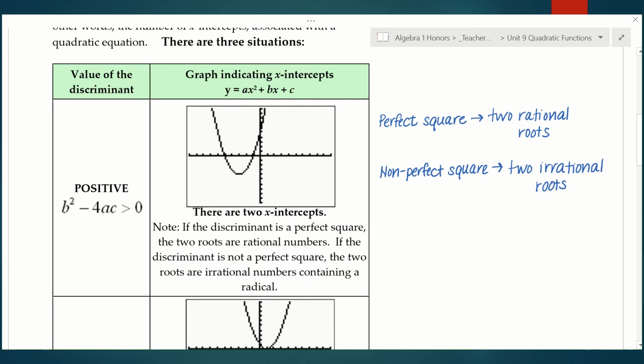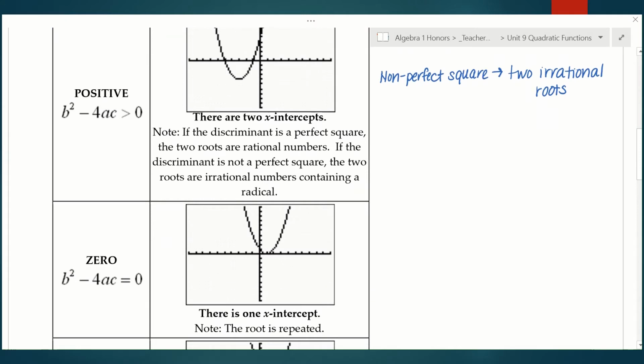Okay, so irrational, think about a decimal that does not repeat and does not terminate. That's a case where you most likely would be using the quadratic formula to figure out what your x-intercepts are, or completing the square. So that's the first thing that can happen.